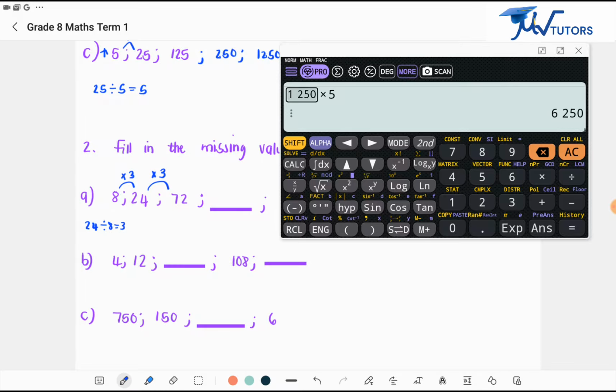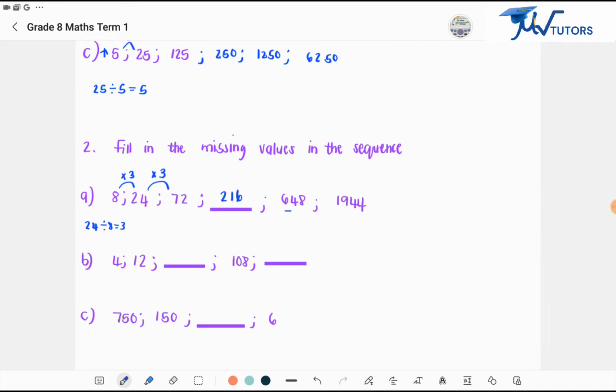And if you don't believe it, test it. So 8 multiplied by 3 is 24. 24 multiplied by 3 is 72. Now, what is 72 multiplied by 3? That's 216. And to test it out, 216 multiplied by 3, it is 648. Yes, we have 648. So there we go. We are confident in the missing value that we just filled in.